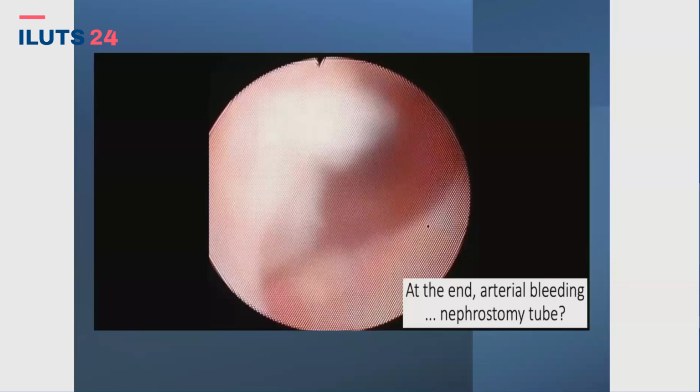Alberto. I usually don't look at the tract, because usually I remove the nephroscope first, and afterwards I remove the sheath. So I have no problem with the bleeding in the tract. I think that the collapse when you remove the sheath is enough to stop this bleeding. But of course, if I see it, I try to coagulate it. But I think that is not necessary.